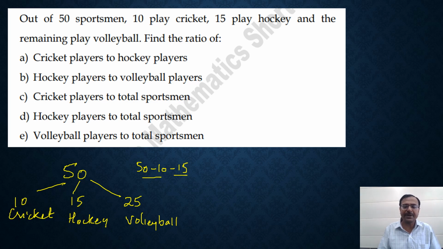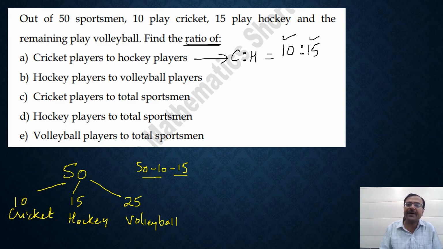Now these are the different number of players playing different games. Now we need to find some particular ratios here. Find the ratio of, let's see the first one, cricket players to hockey players. So C ratio H. If you see cricket, there are 10 players, and hockey there are 15 players. Whenever you have a common factor, that means 10 and 15 have a common factor 5 between them, the highest common factor. So you can divide that by 5 and divide this also by 5 to get the ratio in the simplest form. So the answer for the question would be 10 by 5 is 2 and 15 by 5 is 3. So 2 ratio 3 is the ratio of cricket players to hockey players.